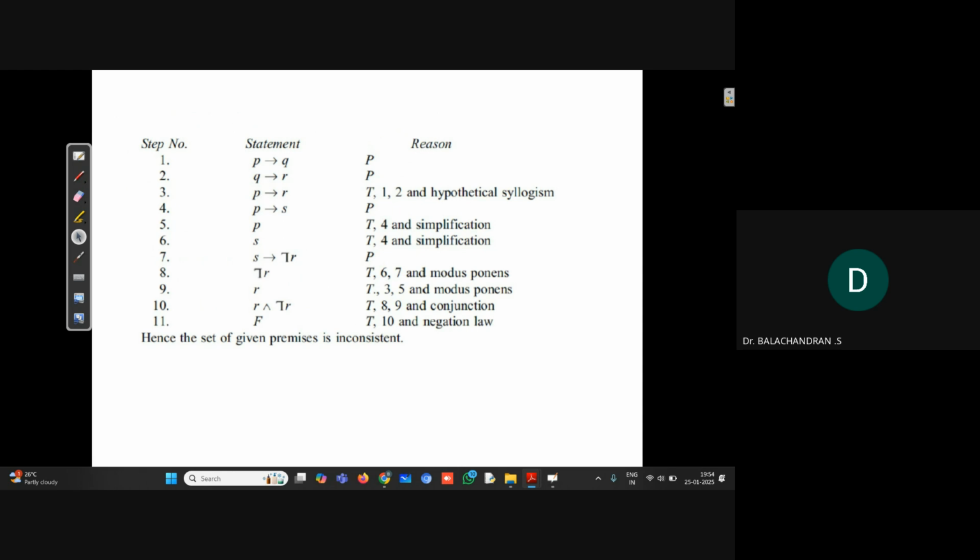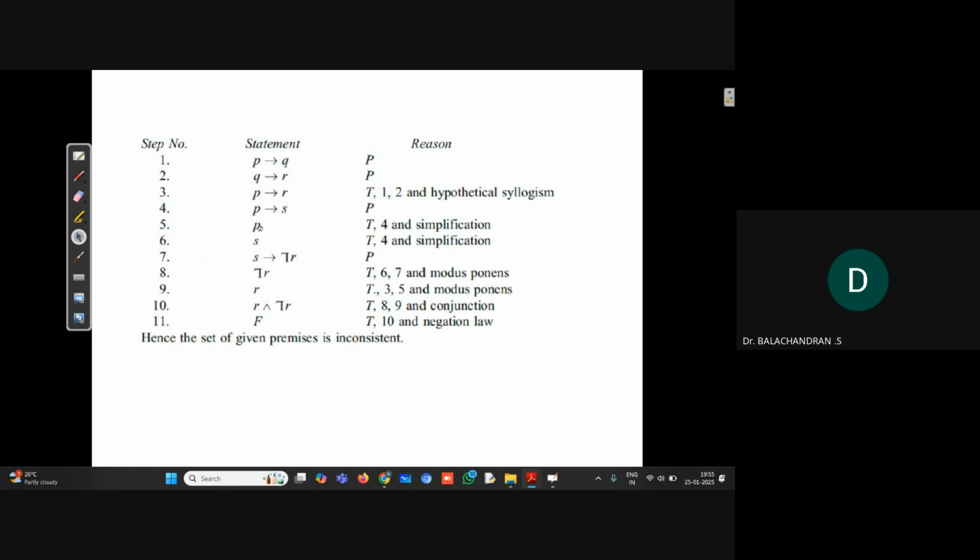3 and 5. S implies, I think I explained up to what? So P, S, S implies negation R. From S, S implies negation R is negation R. Okay, 3 and 5.